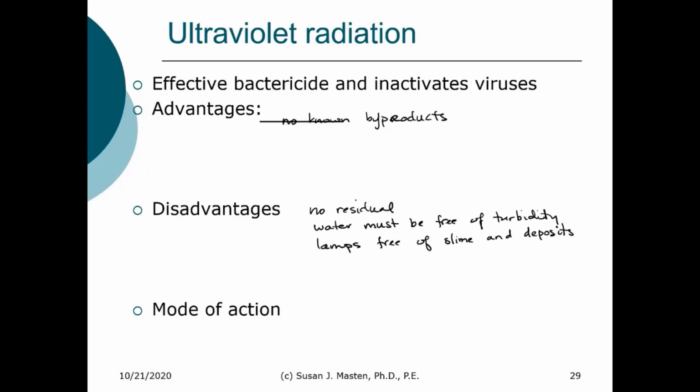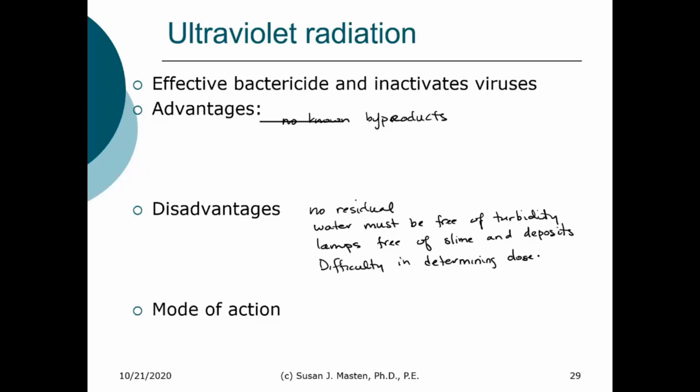You can get slime deposits, especially in wastewater systems, on the lamps. You can get chemicals precipitating on the lamps, and that decreases the transmission of light, so it decreases the efficiency. So you don't want either slime or chemical precipitates depositing on these lamps. A lot of lamps now are what they call self-cleaning to try and ensure that they can maintain the desired transmission level. And then there's a difficulty in determining the dose.